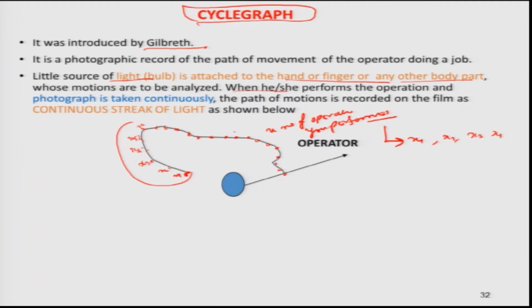Then, from x1 to x2, whatever you have done, if you are making a SIMO chart, you use the Therblig symbols, as well as the time required from this point to that point. So you can analyze everything after recording this cycle. This is known as the cyclegraph, and it is a very useful method in motion study.